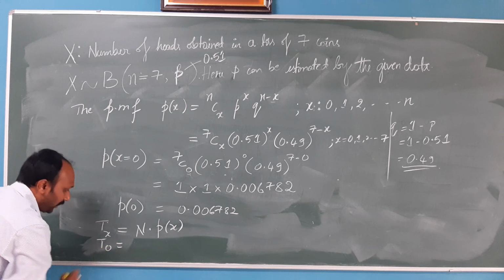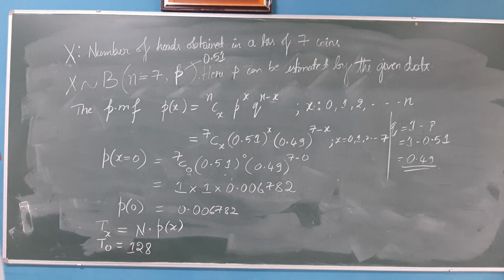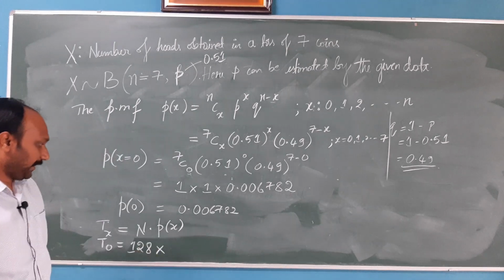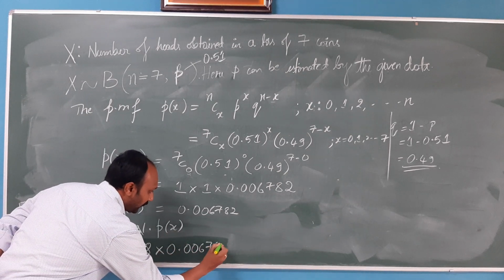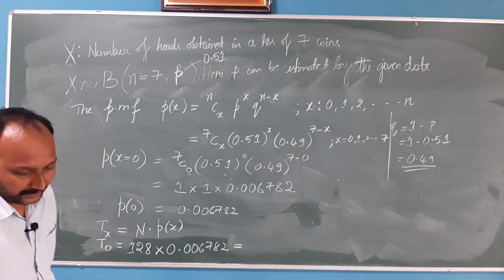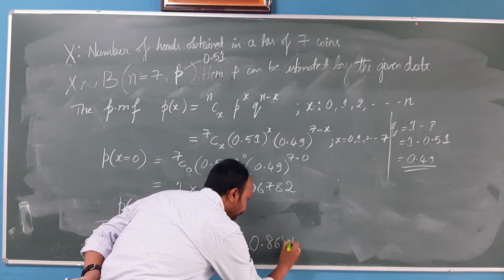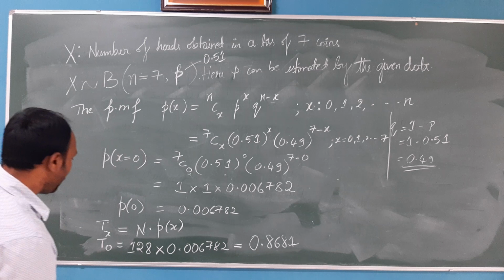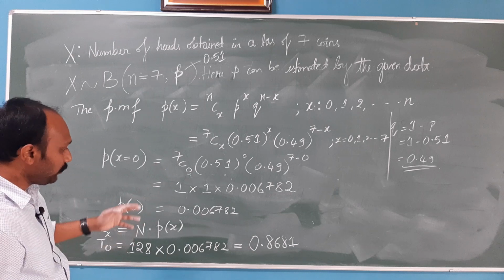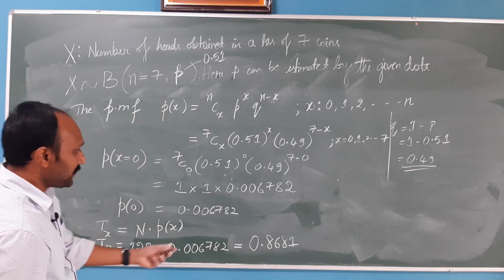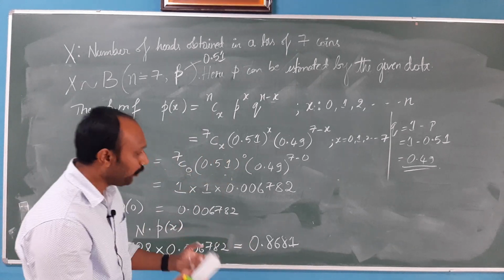So what is t of 0? T of 0 is equivalent to n, which is 128 times, we are tossing 7 coins, totally 128 times, into p of 0, which is 0.006782. If you multiply this, you will get 0.8681. It means we have tossed 7 coins, totally 128 times. Out of those tosses, 0.8681 times there is a chance of getting 0 heads.